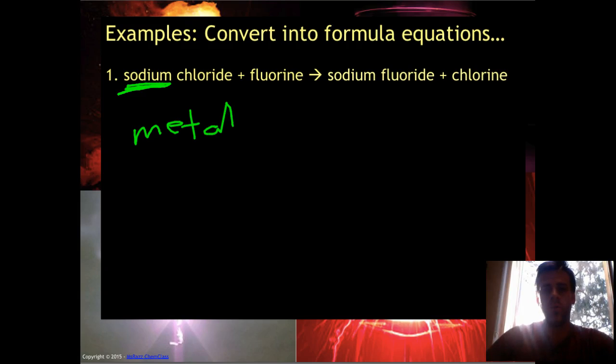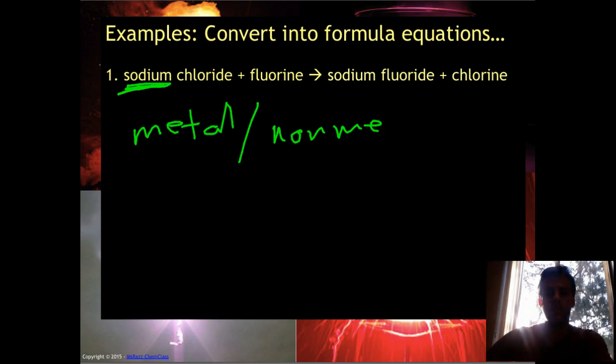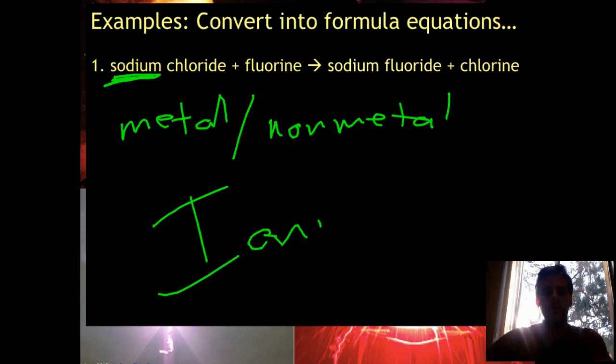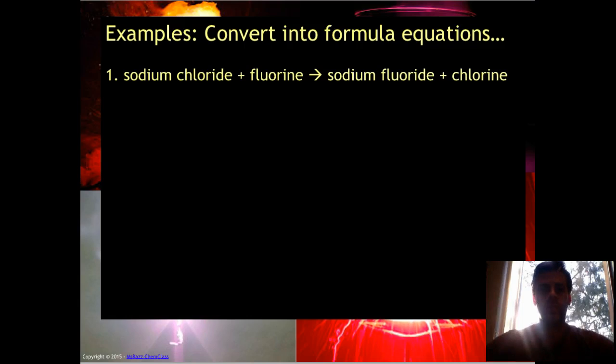Chlorine, sorry for the terrible penmanship, or chloride in this case, because it's in the ion form, is on the right side, so it is a non-metal. All right, altogether, if I have a metal and a non-metal, that's going to make this an ionic compound. So we know that this is an ionic compound just because it's a metal and a non-metal. Let's look then at how we're going to put this together.